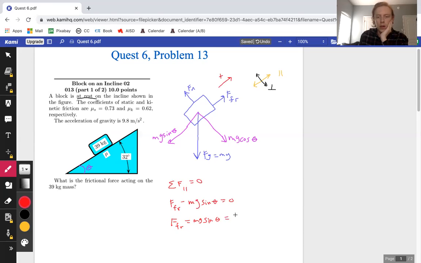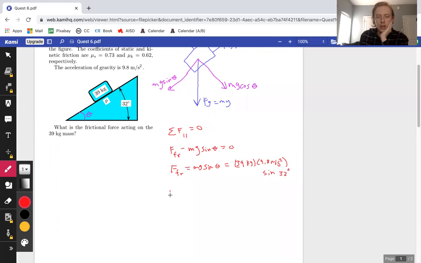That is equal to 39 kilograms times 9.8 meters per second squared times the sine of, in this case, 32 degrees. Let me do my math: 39 times 9.8 times the sine of 32 degrees. Make sure you're in degree mode for this. I get 202.5 newtons. And there you've got it.